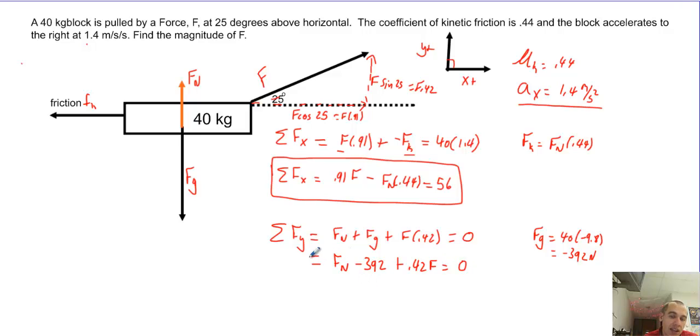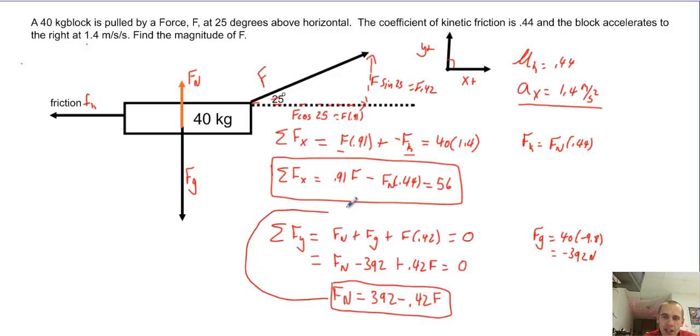Alright, and now it looks like I'm stuck again because now I have another equation with two unknowns in it. Except I can actually deal with this one because I can solve the normal force here and plug it in there. So I'm going to find the normal force. The normal force is equal to, I'm going to add that 392 over, minus 0.42F. Alright, so now I have a value for the normal force.